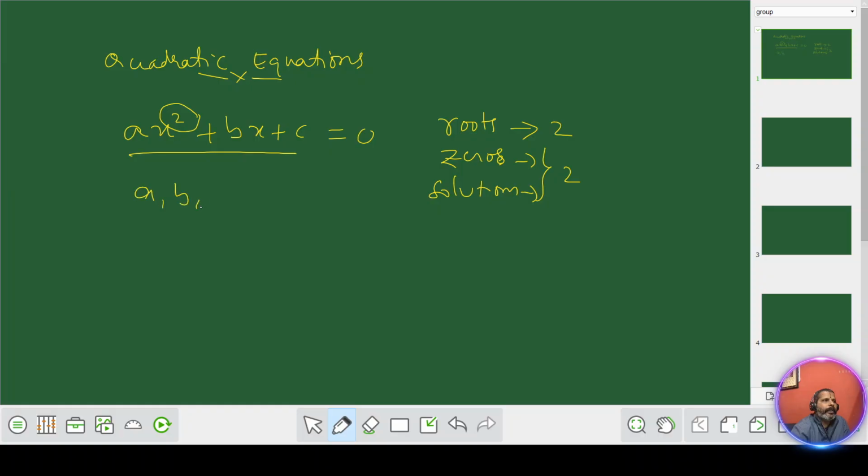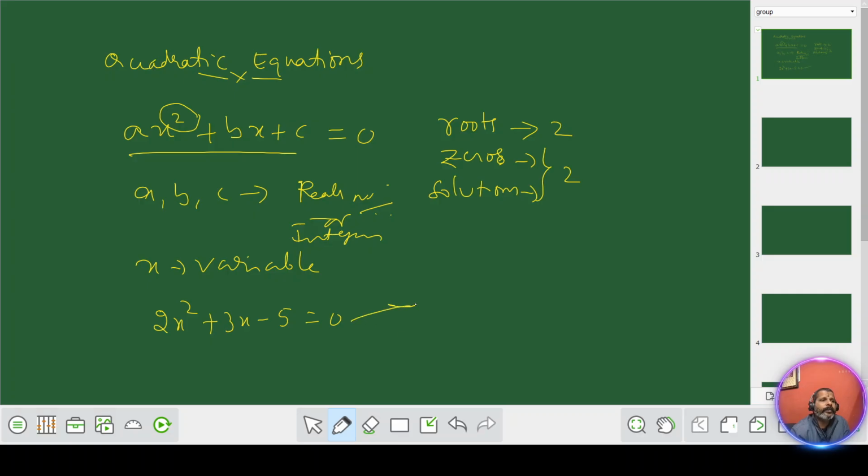Here a, b, c are real numbers. Okay, maybe we say it as integers. Okay, x is a variable. So the equation involving a variable in power 2, that is degree 2, is called quadratic equation. So for example, 2x square plus 3x minus 5 is a quadratic equation.